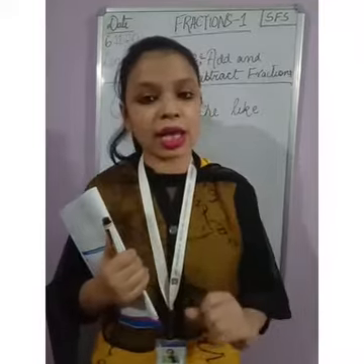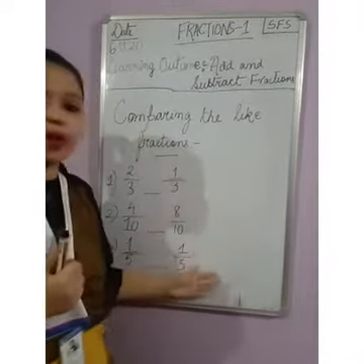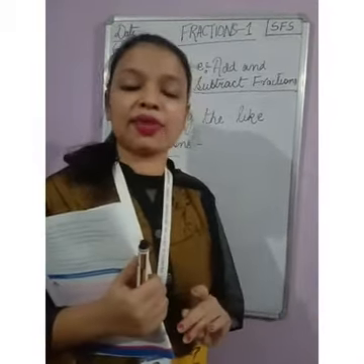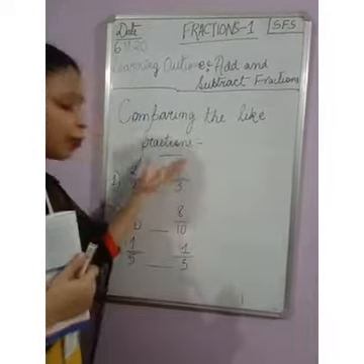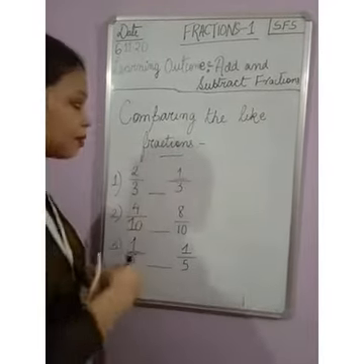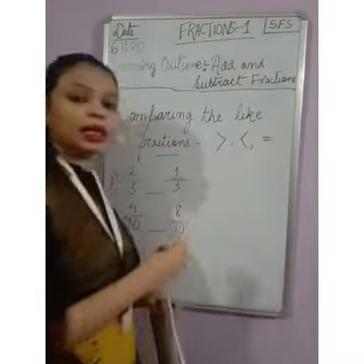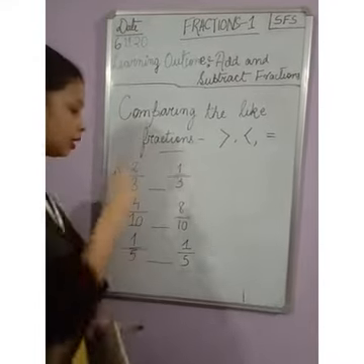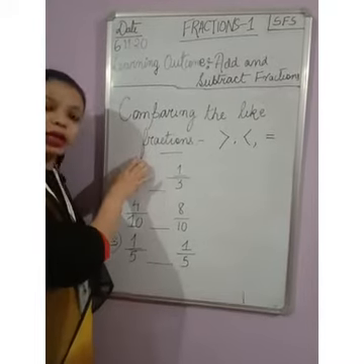Now going to the actual topic, let us take these three examples where we have to compare the like fractions. Comparing like fractions also happens only when the denominators are the same. How do we compare them? We can compare like fractions using symbols. We have three symbols: greater than, smaller than, and equal. To compare like fractions, of course, we have to look at the numerator.